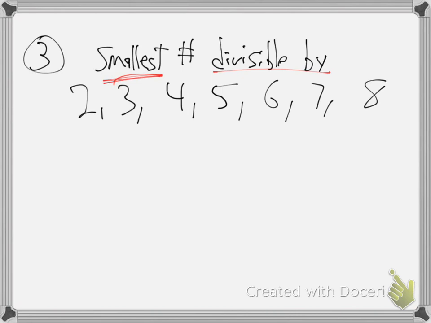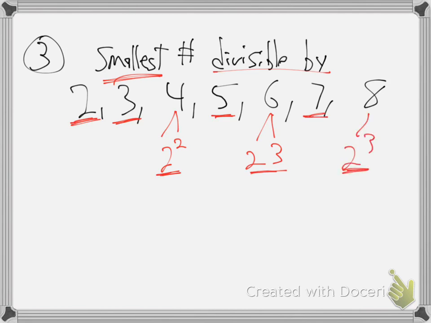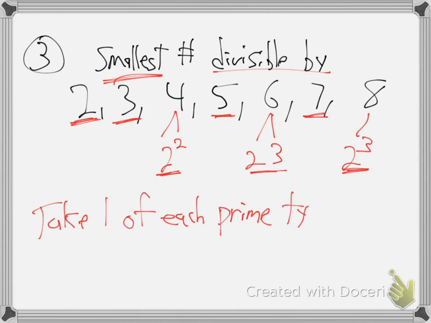You know what you have to do? Is just break these things down. What is 4? 2 squared. 2 can't break down. It's already prime. 3 is prime. 5's already prime. 6, you know, is 2 times 3. 7's already prime. 8 is 2 to the third. So I just broke them all down to primes. And then take one of each prime type to the highest power. That's how you will make the number.